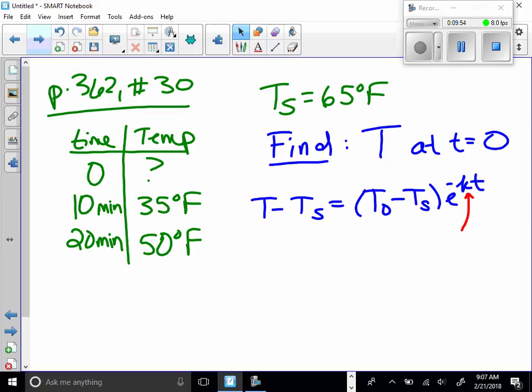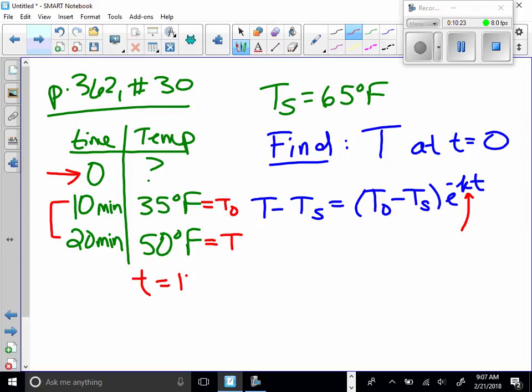Okay, so instead of jumping right to the point where I'm using time t equals 0 as my T0, I could instead compare these two. And then I could let the temperature at 10 minutes be T0. The temperature at 20 minutes be my current temperature. And then what would I let little t be? 10 minutes. Because that would be the amount of time that had elapsed between there.